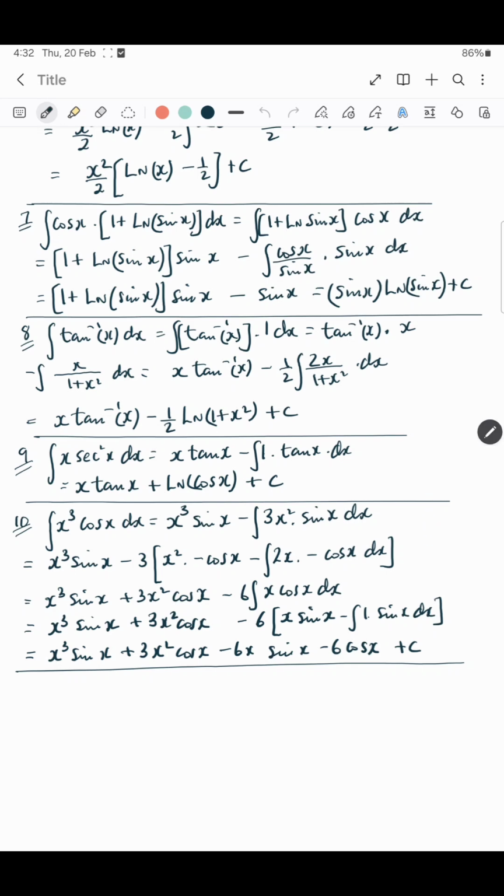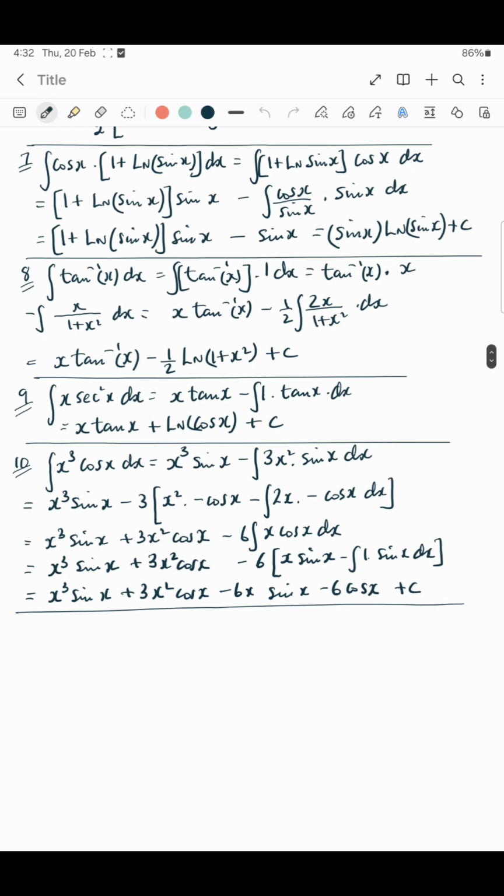Number 10 is a fairly simple integral, but rather lengthy, and you've got to be very careful about your minus signs in this one. So starting off, we have x cubed cos x dx, and then that will be x cubed, that's the first, and then the integral of the second, which is sine x, minus the integral of x cubed differentiated, which is 3x squared, and the cos x integrated, which is sine x dx.